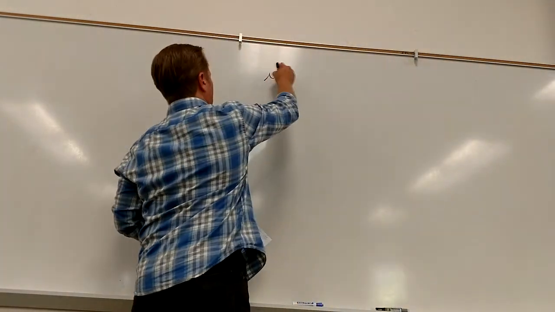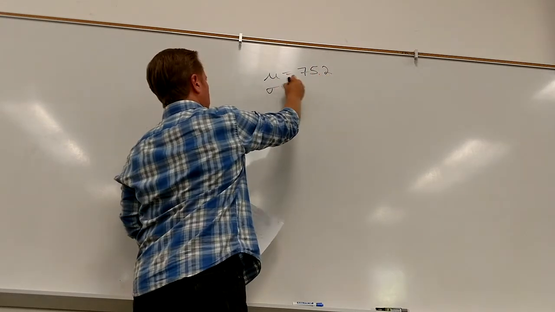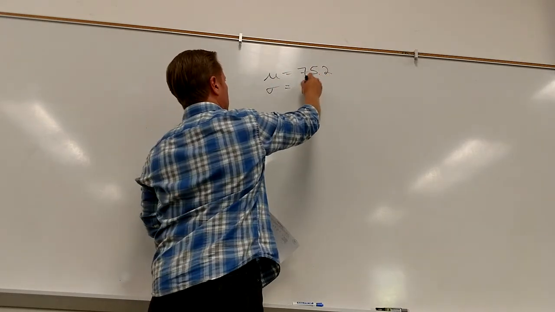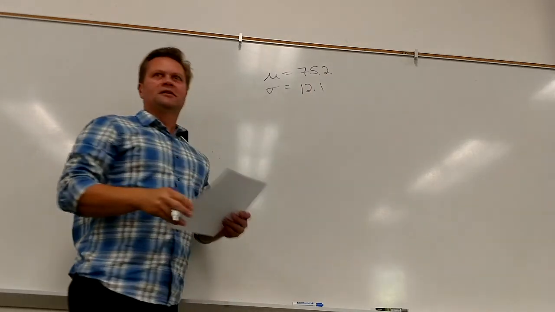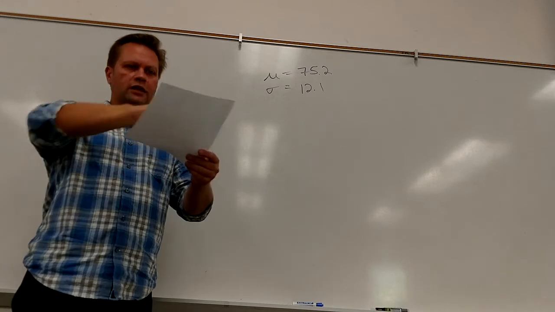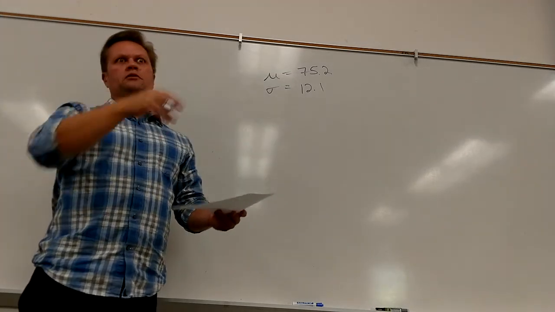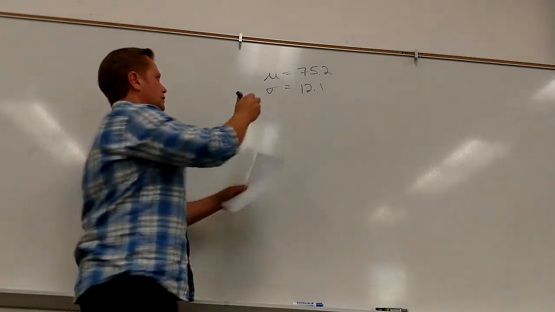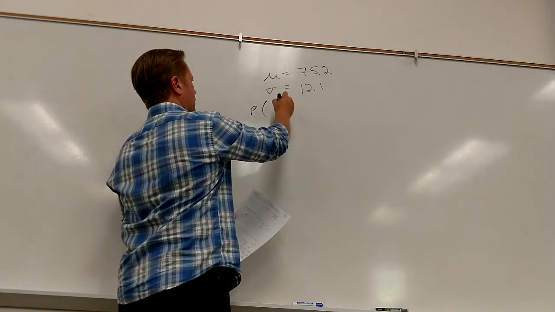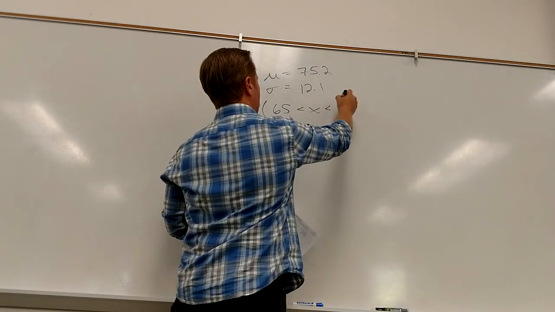They gave you a mean on a quiz. Let's say it was 75.2. Gave you a standard deviation. Let's say it was 12.1. I'm just waiting for somebody to go, no, it wasn't. But there are several different versions of the quiz, so I'm going to do a universal one like this. And then I ask you, what's the probability that the grade would be between 65 and, it doesn't matter, 80.